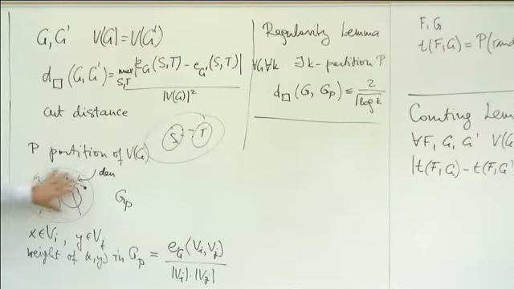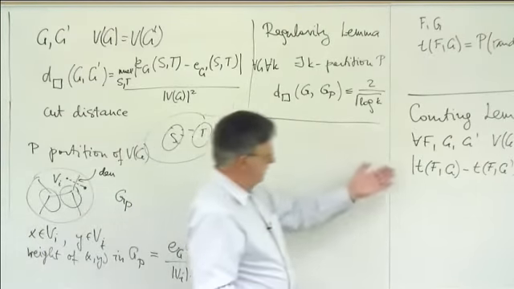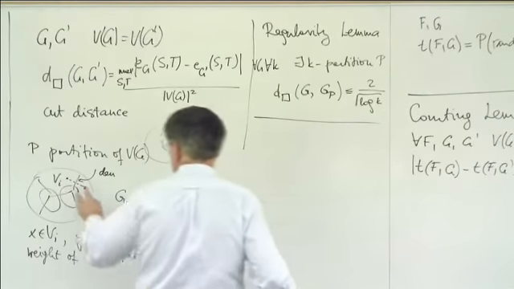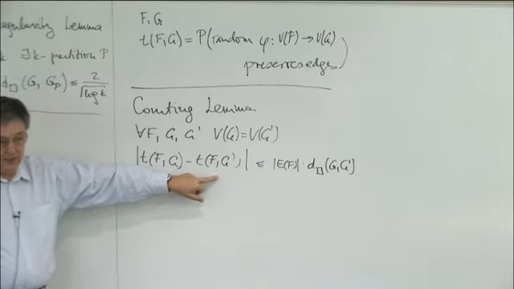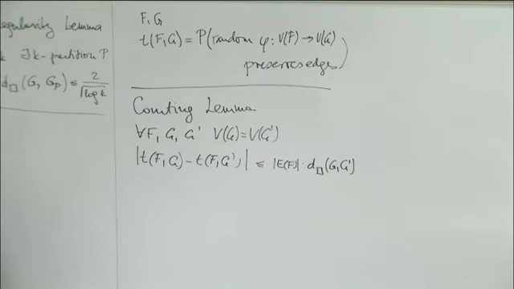So once you have this approximating graph, G sub p, you can actually compute the density of triangles in here, and by the counting lemma, it's approximately the same as the density of triangles in the big graph. So that's a typical way to apply this lemma.